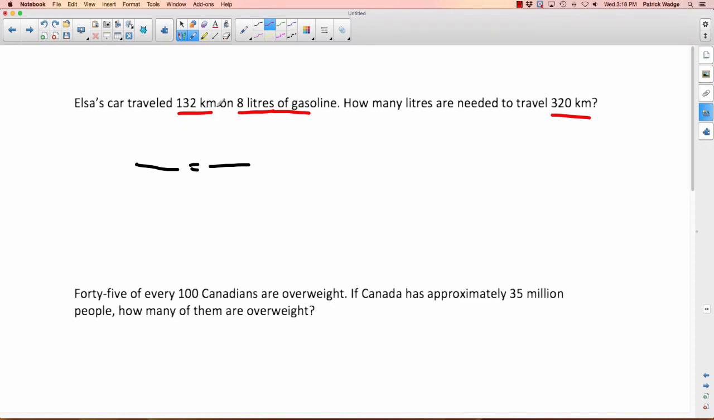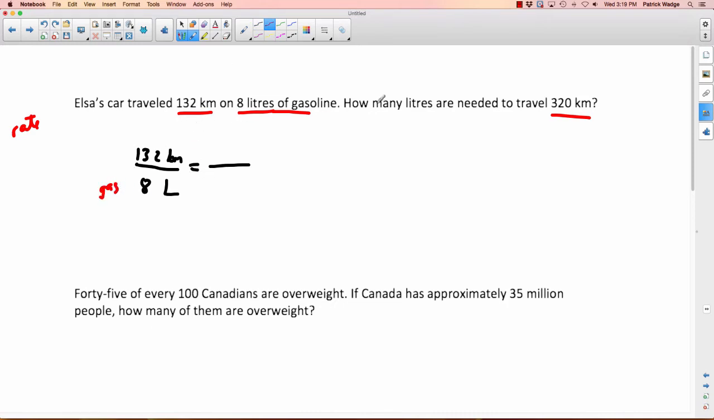Look at, we've got kilometers, we've got liters. These are different units. This is a rate. So the first comparison we have is that 132 kilometers requires 8 liters of gas. Now this time, since you have the units, you don't even really need to write over here. You could, but you could put distance, and you could put gas here if you want. What the heck, I'll put gas on the bottom here.